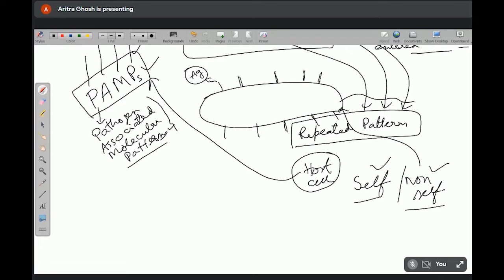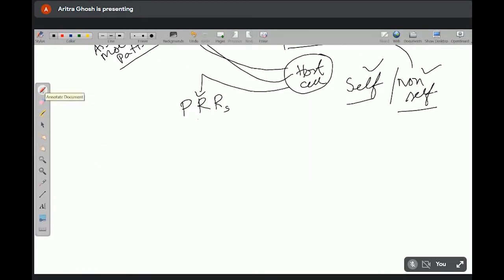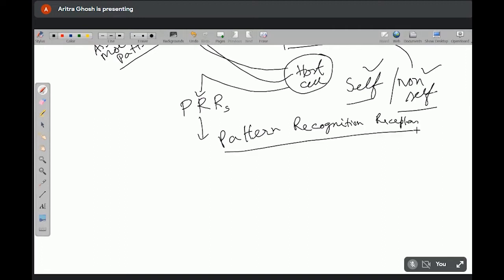Now, what are those PAMPs? Who are they? They will be proteins, protein. Yes, they will be. Spike proteins? No, gradually we are coming.